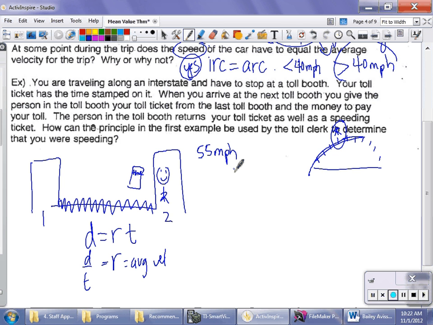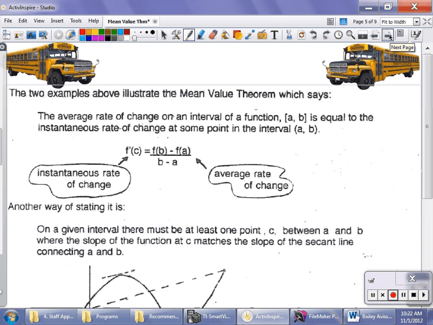a speeding ticket, because remember, the big idea here is that your average rate of change, that's how fast you averaged on your trip, at some point has to equal your instant rate of change. And that's the principle behind the mean value theorem. So the two examples above or on the other page illustrate the mean value theorem, which says the average rate of change, the ARC, on an interval of a function, and notice that the interval is a closed interval.